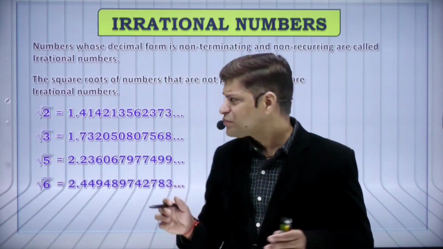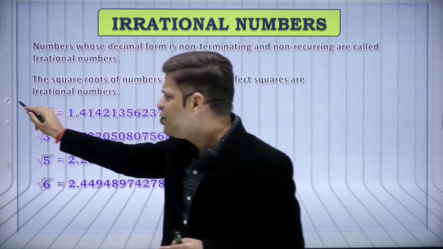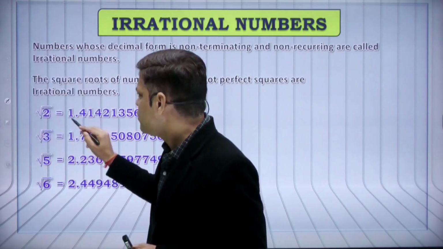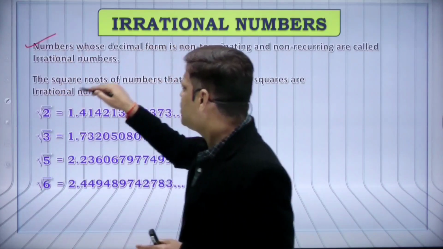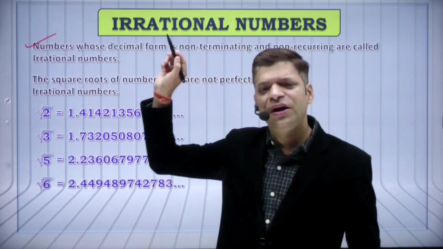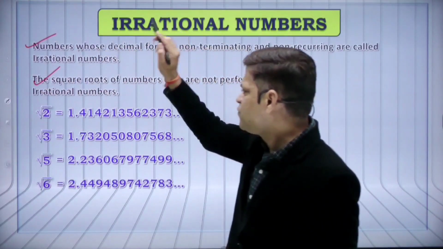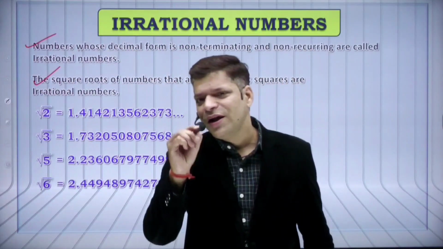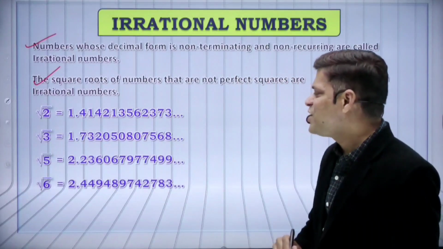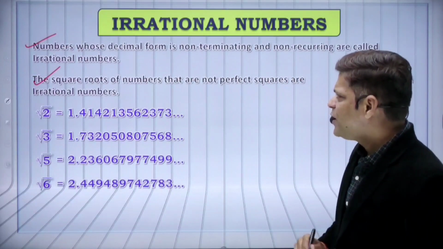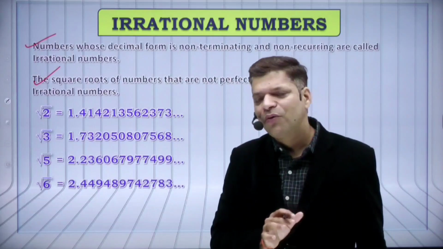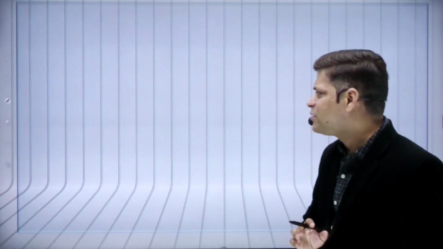So we have defined two definitions here. One: numbers whose decimal form is non-terminating and non-recurring. And the second: the square roots of numbers which are not perfect squares are called irrational numbers. I think here you also understand about the irrational numbers.